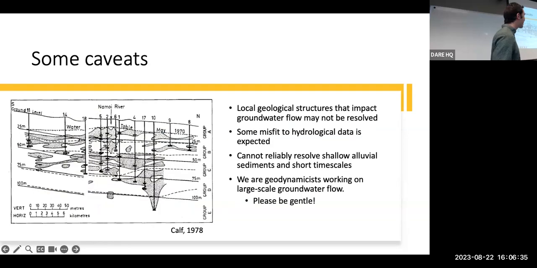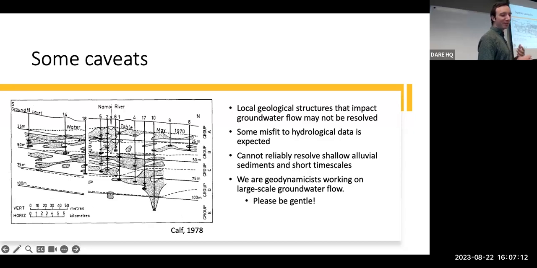There are some caveats to this, though. Firstly, there are some local geological structures that may impact groundwater flow which aren't resolved within our model, like small-scale faults, which might act as conduits for fluid flow to the surface. Also, we would expect quite a bit of misfit to hydrological data. If we treat the basin at such a large scale, we're never going to be able to fit the data perfectly everywhere. And we cannot reliably resolve the alluvial sediments that operate on very short timescales.